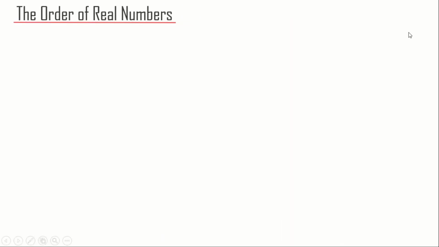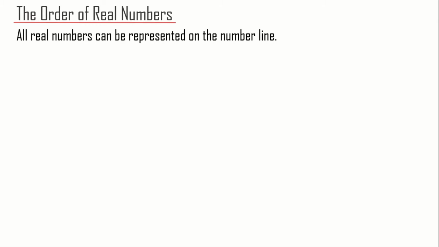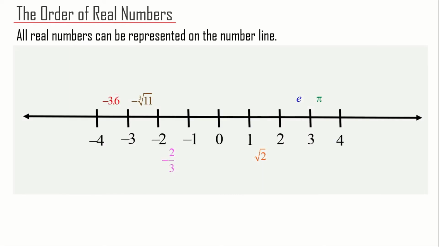Okay, now we will move on to the order of real numbers. All real numbers can be represented on the number line. So let's say here we have the number line where the numbers are all arranged in ascending order from left to right. There are a few types of numbers that we have already learned in this example here.